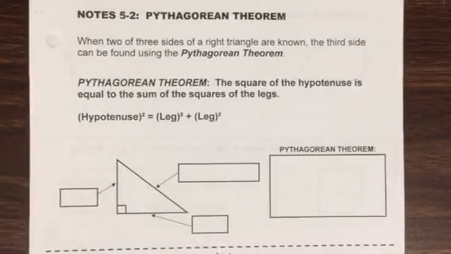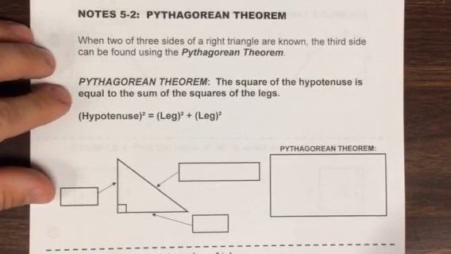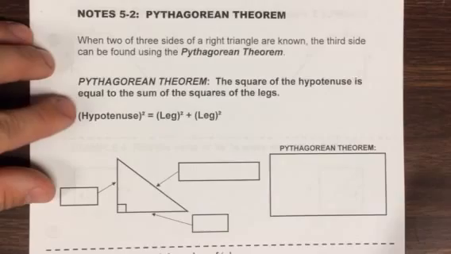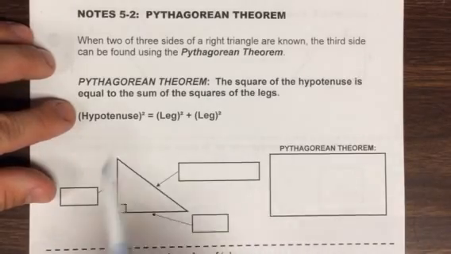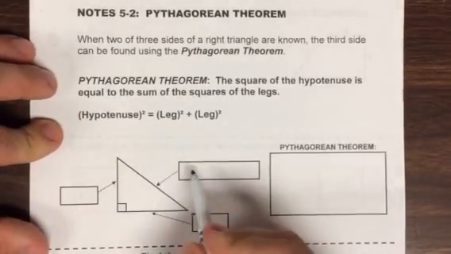Today we will be talking about the Pythagorean theorem. When two of three sides of a right triangle are known, the third can be found using the Pythagorean theorem. The square of the hypotenuse is equal to the sum of the squares of the legs. So the hypotenuse squared equals the leg squared plus the leg squared.